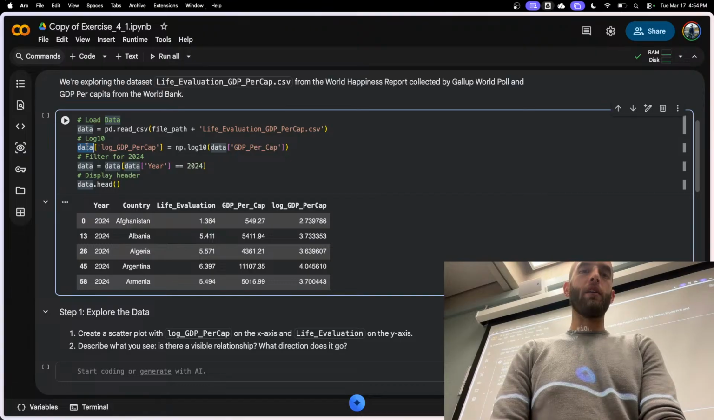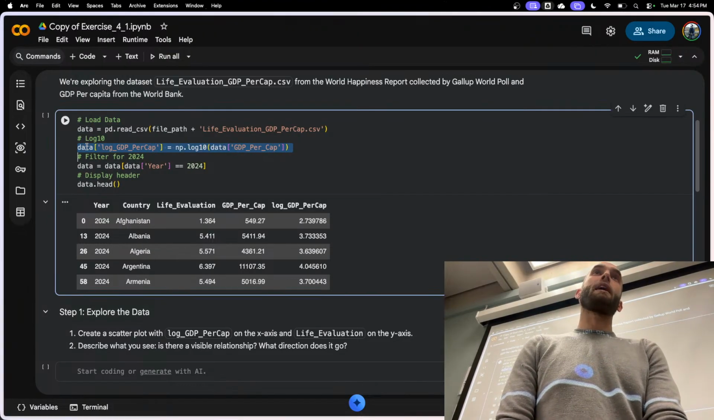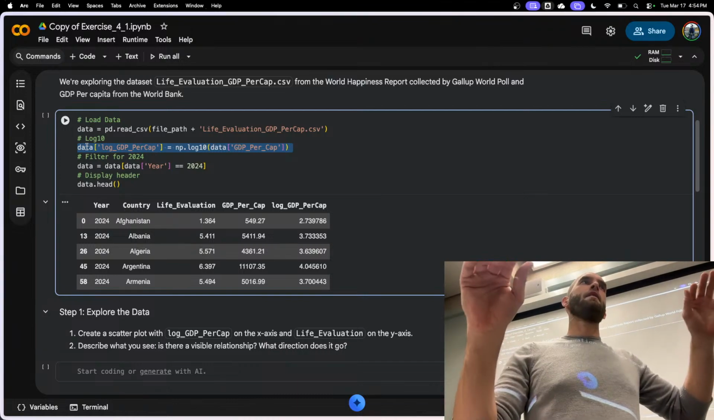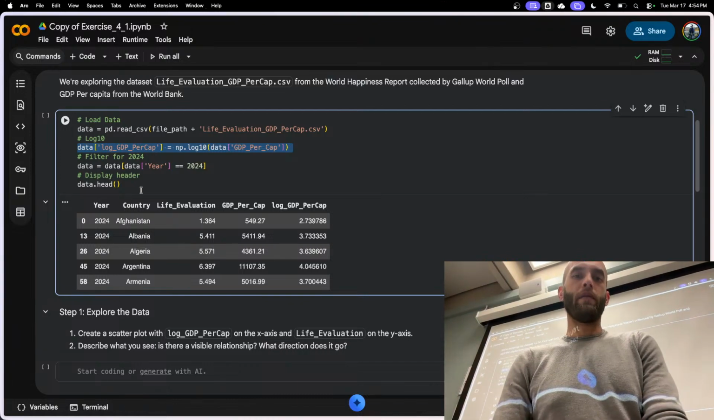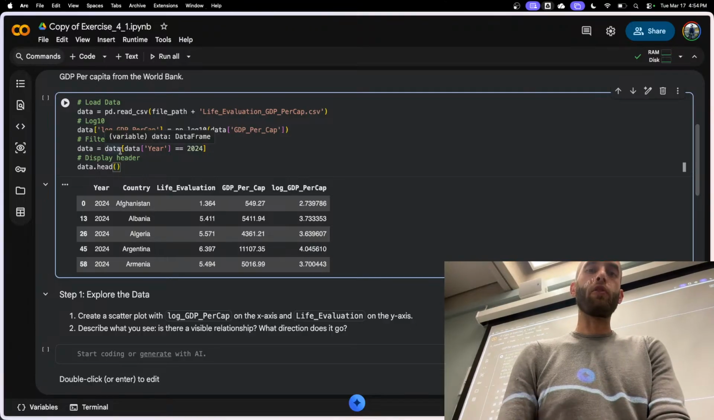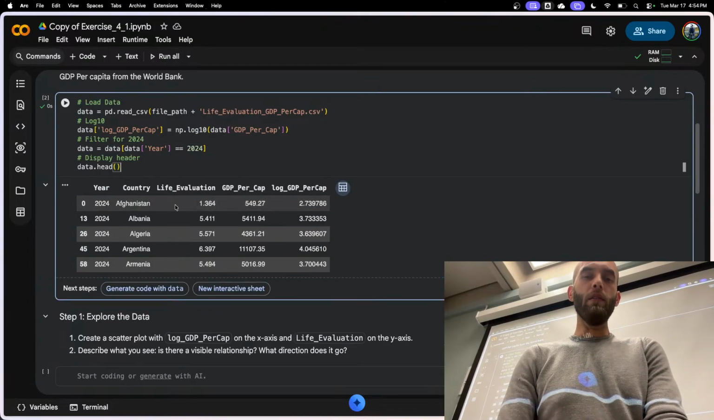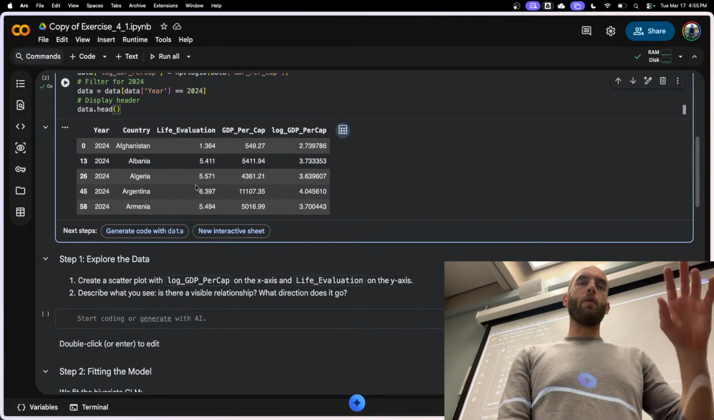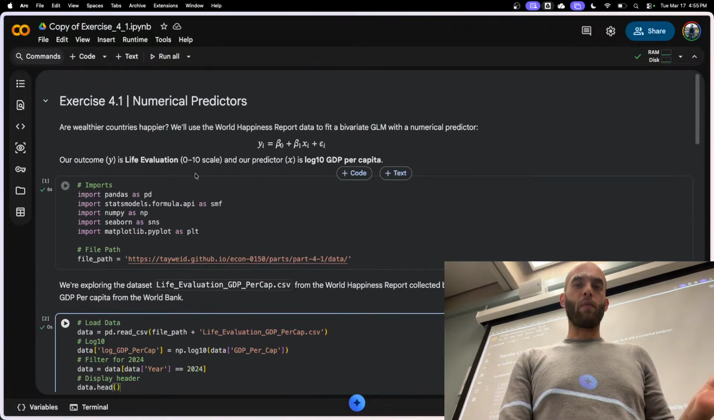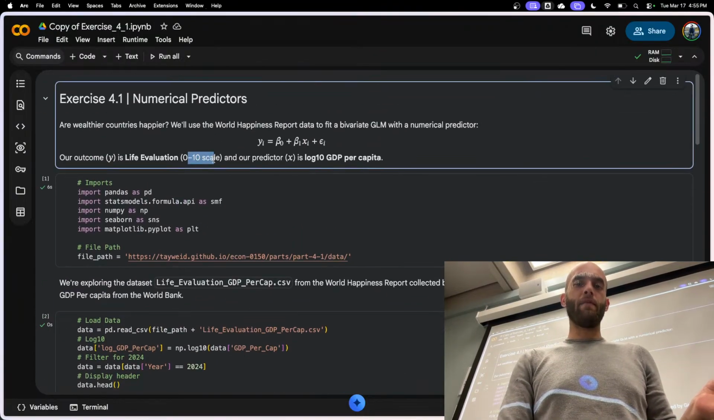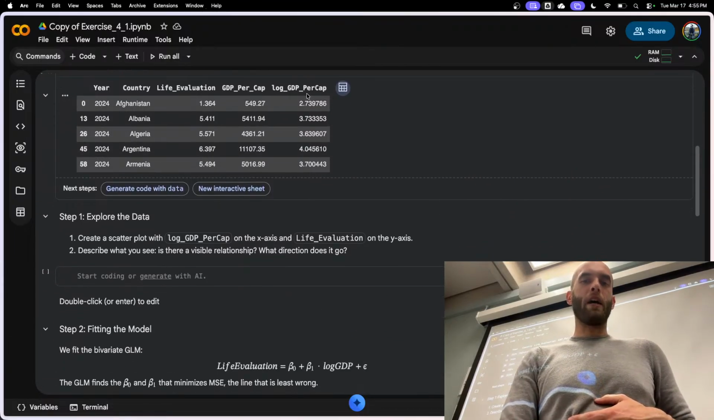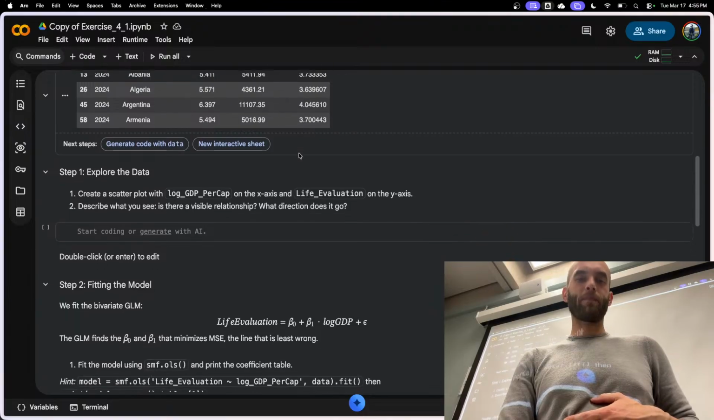I'm converting GDP into log GDP per capita, which makes it more standardized, like we've talked about with log. And then I'm just filtering for 2024. And this is what the data set looks like. So we have year, we have country, life evaluation, which goes from 0, I guess it goes from 0 to 10. And then I have GDP per capita and then log GDP per capita.